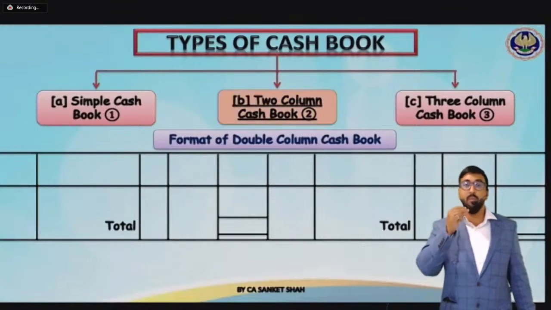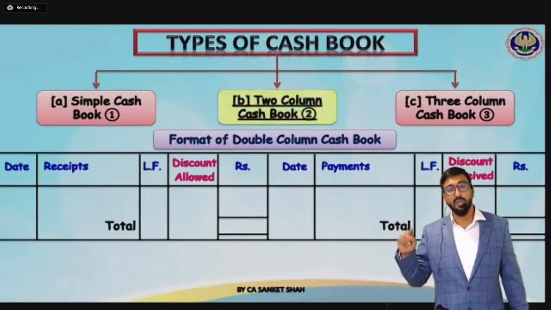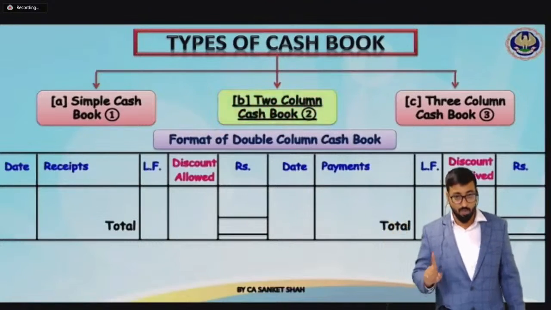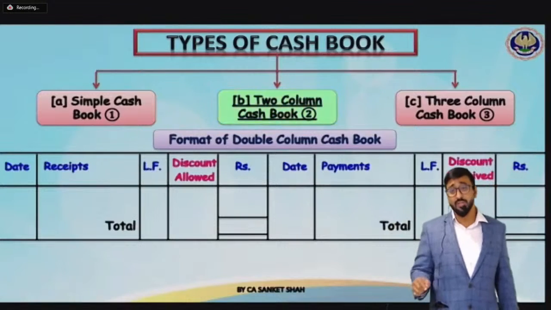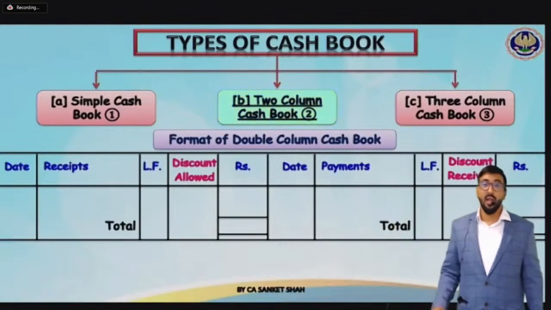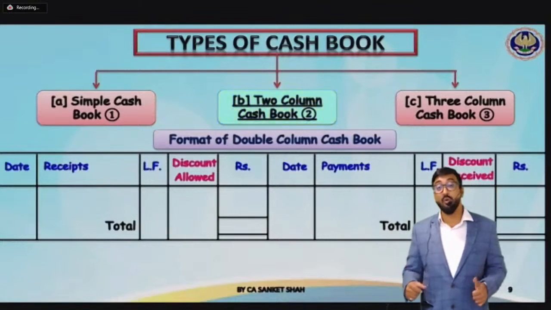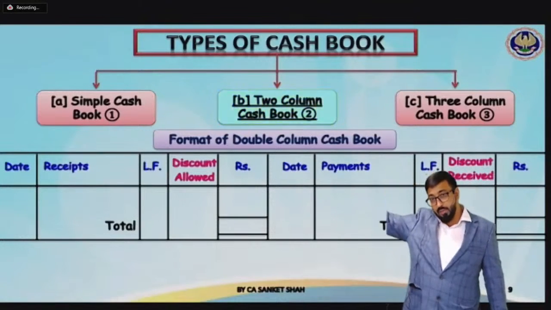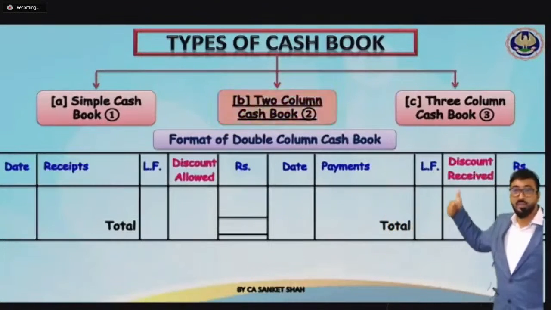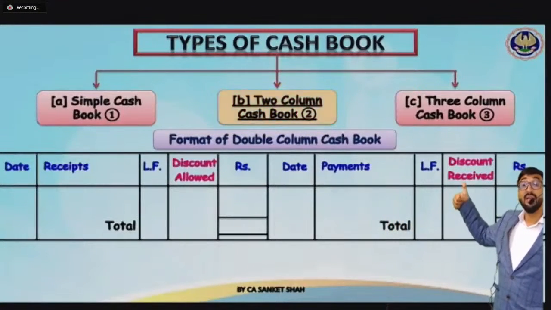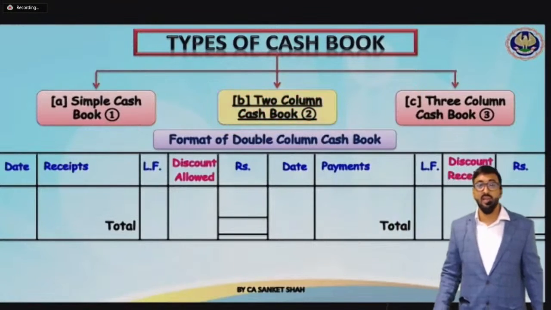So format of double column cash book, fast. Date, particulars. LF column, please beta scratch it. Don't prepare the LF column. It's a mistake beta because this is a ledger folio only. So it's a JF. And discount allowed. Why? Because this is the first column. Discount allowed is a loss, so loss on the debit side. Discount received, you can see here, is on the credit side. It's a gain. So discount received is on the credit side, and then the payment side.